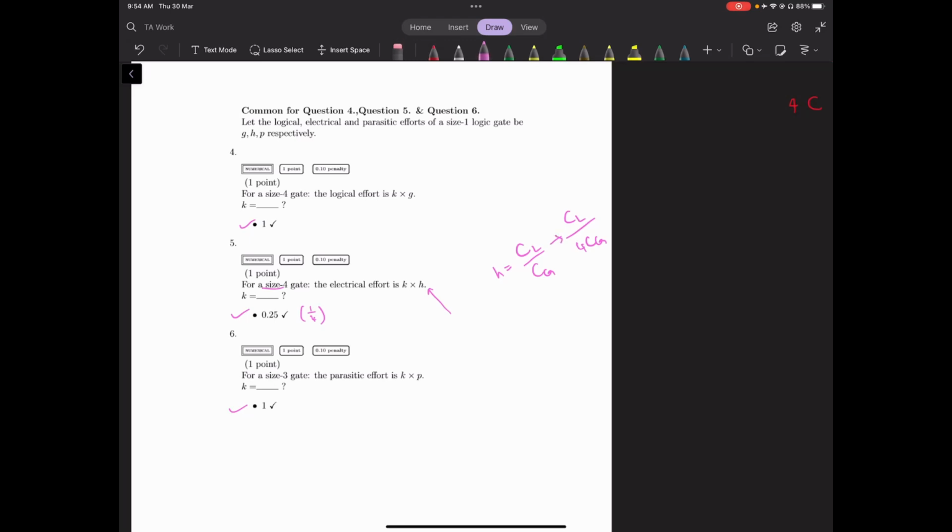Because H is for a size 1 gate, and now when you make it a size 4 gate, this is the new H, right? Therefore K is 1 by 4, right? Because it's now K into H, which is 1 by 4 into H, and so that's 0.25. And for a size 4 gate, so logical and parasitic efforts don't change. However, the electrical effort becomes 1/4, right?